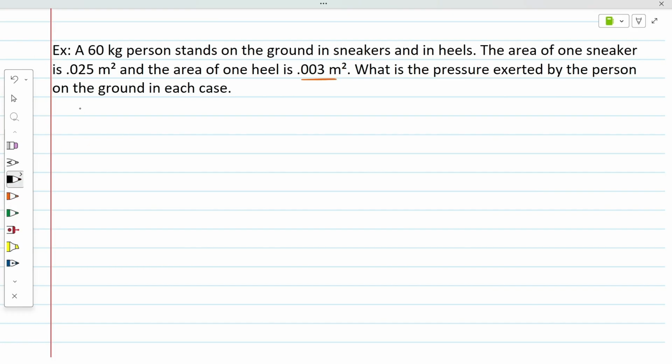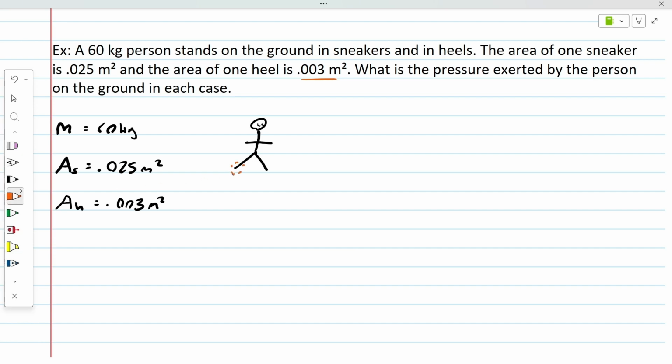Okay, so let's write out what we got. We know the mass of the person is just 60 kilograms. Okay, so now we need to know the area. The area of one sneaker is 0.025 meters squared, and the area of one heel is 0.003 meters squared. Okay, so if we have our person here, and they're standing on the ground, there's two contact points with the ground. There's the two different feet, which we can assume is equally distributed in mass. So this person obviously has an Fg, so that's the force that's causing this pressure, and the area is the area under their feet. Okay, so the pressure is going to equal Fg over the area.